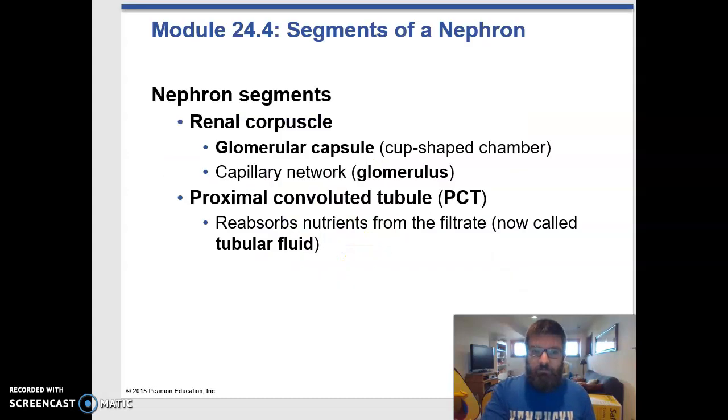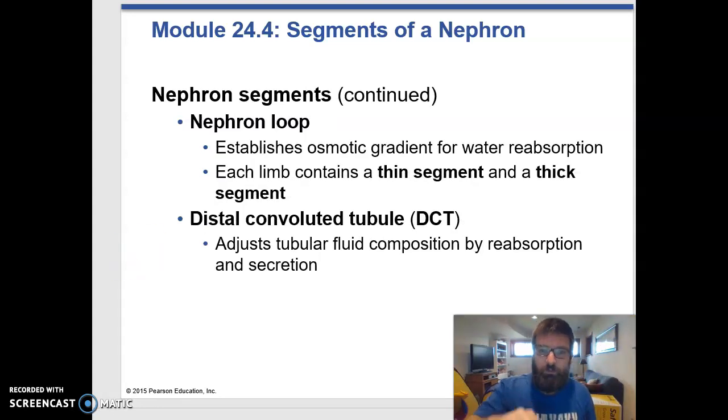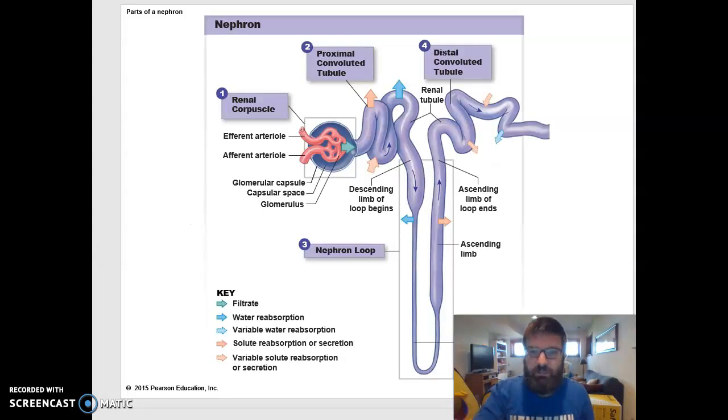And then the proximal convoluted tubule is the first part of the tubule system. Proximal means near, right? Like this part of my arm is the proximal part of my arm because it's closest to my trunk, this part of my arm here is the distal part of my arm because it's furthest away. So proximal convoluted tubule, and then you go down into what's called a nephron loop, and then you have a distal convoluted tubule. And it's probably easiest to just see that.